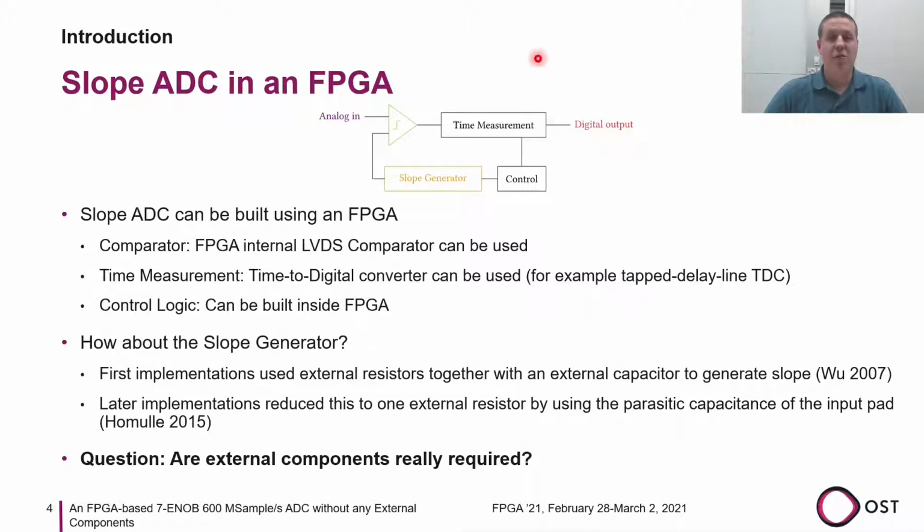But what about the slope generator? First, implementations used external resistors together with an external capacitor to generate the slope outside of the FPGA. This was later reduced to only one external resistor. The slope was then generated by using the parasitic capacitance of a pad. All prior implementations of FPGA-based ADCs needed external components. Our question was, are external components really required, and what can be achieved if additional correction and linearization techniques are applied?